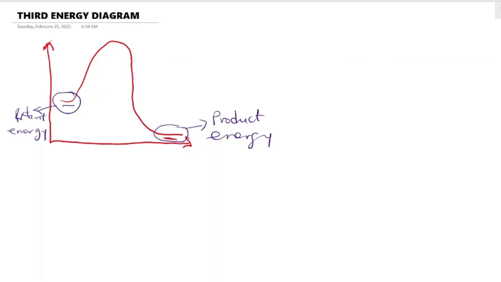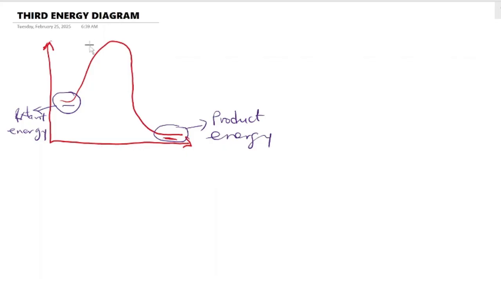Like I said, this third diagram shows the relationship between the domain of thermodynamics and that of kinetics. So the energy of the reactant and the energy of the product is in the domain of thermodynamics, while the path the reaction takes from reactant to product is in the domain of kinetics. I'll just quickly indicate that here.